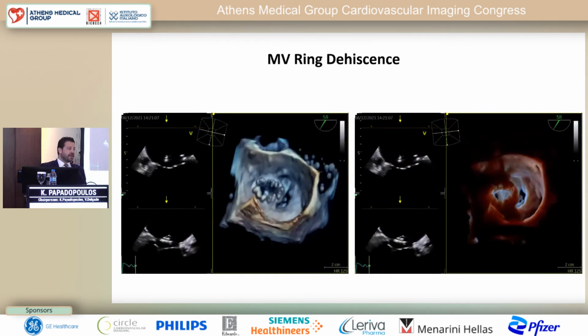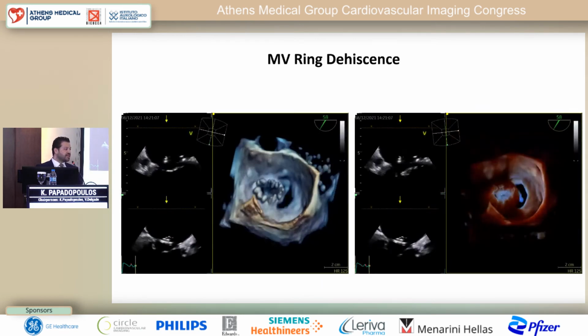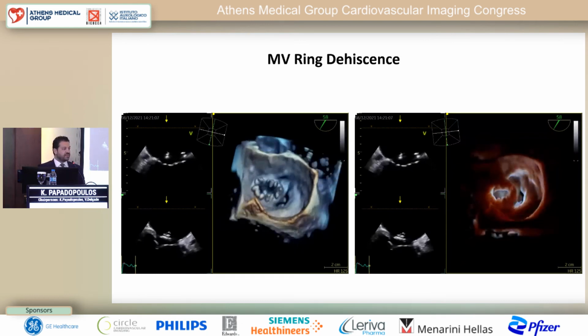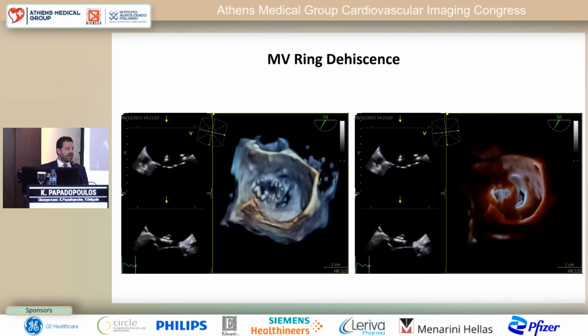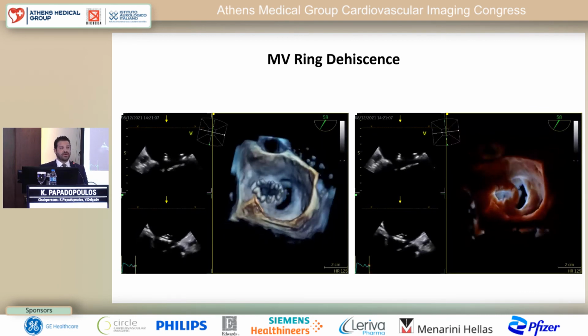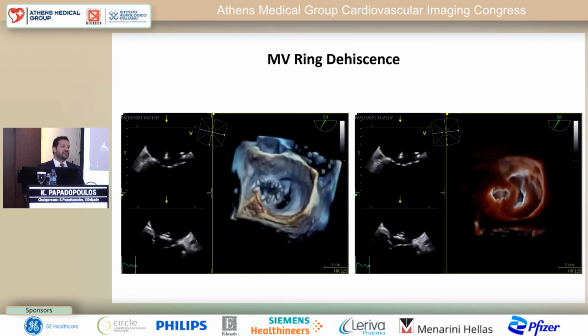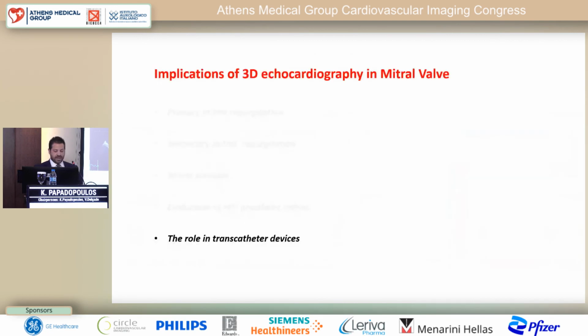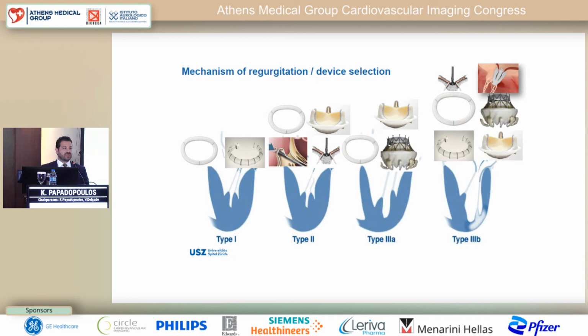There are some cases with a ring detachment. You can see here the severity of the hole we have. We can appreciate this anomaly with this pathology with the 3D echo, and these cases should go and have a reoperation again. And of course, in transcatheter devices, I will not say a lot because the next speakers will cover the topic very well.